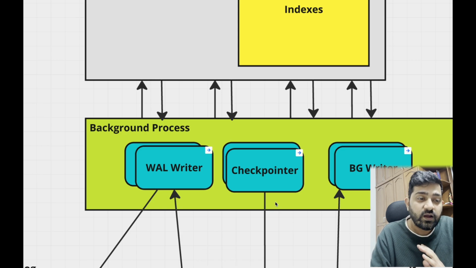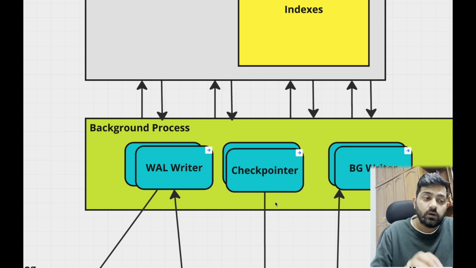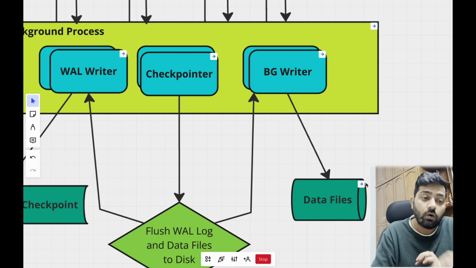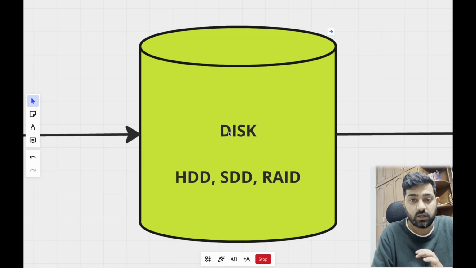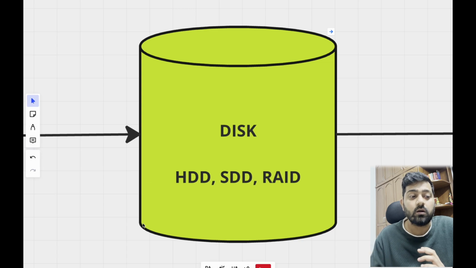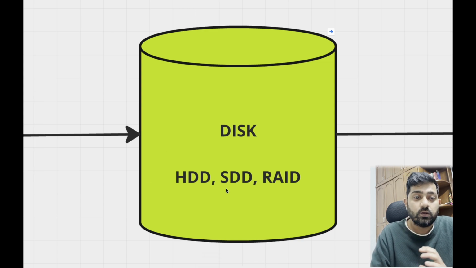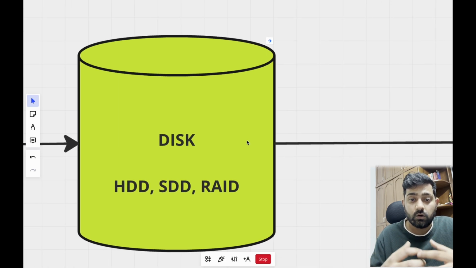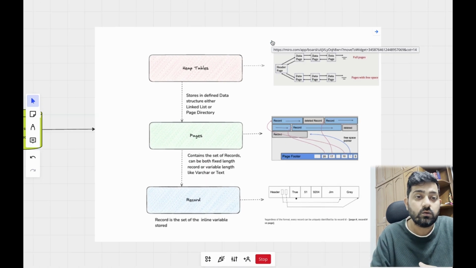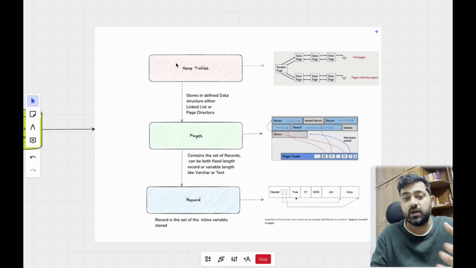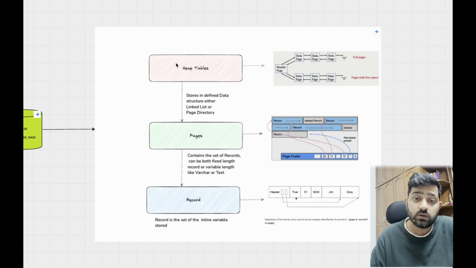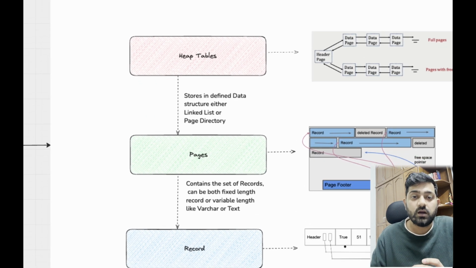So these data files and the WAL log all reside on the disk, and the disk may be a hard drive, SSD or RAID, and this disk stores these files. To understand how the data files are stored, it is important to understand the way they get stored on the disk, because it will help you understand what causes slowness in the system from the disk side.